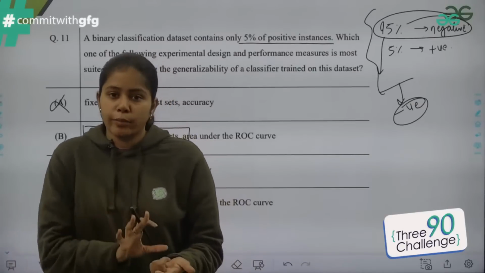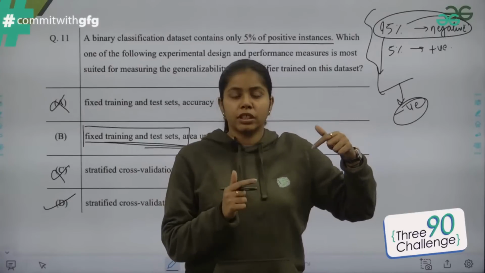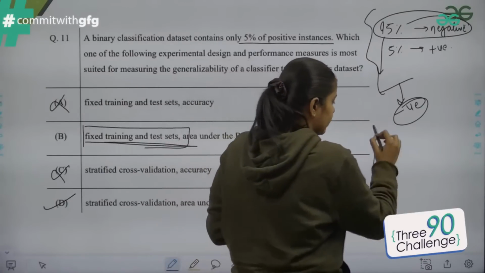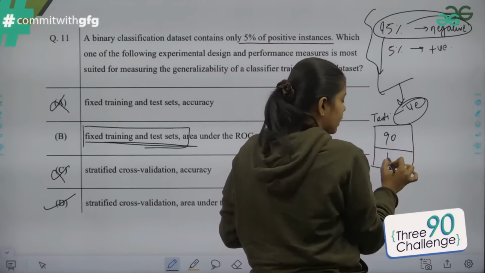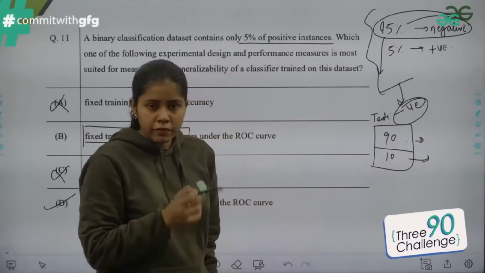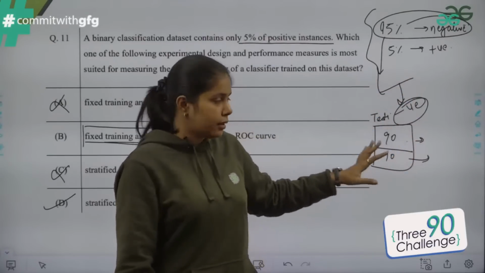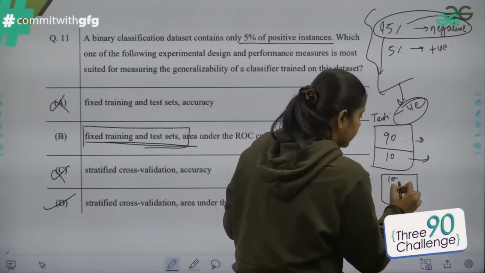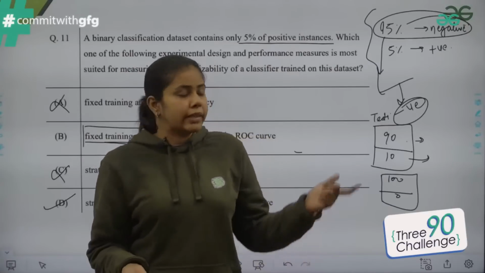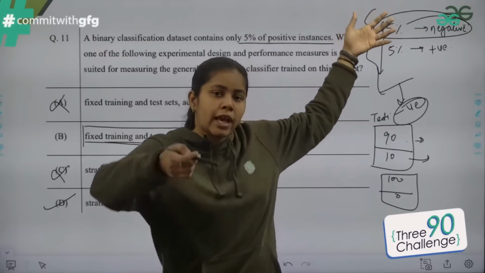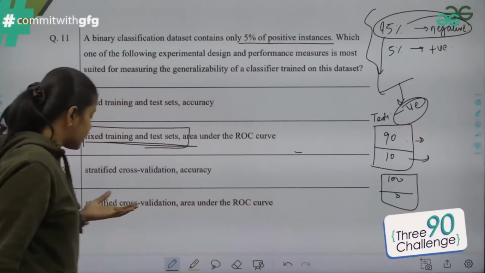But in stratified there would be a balance of data. What is balance of data? If I have 95% negative and 5% positive, then in the testing data, let's say we have 90% negative and 10% positive, like that. So it would be somewhat balanced. It would not exactly match my data, but it would be balanced. It would not happen that I get 100% negative and 0% positive. So that is my stratified cross validation. The balance we have in the data set will also be in our test set and training set. I hope that is clear.